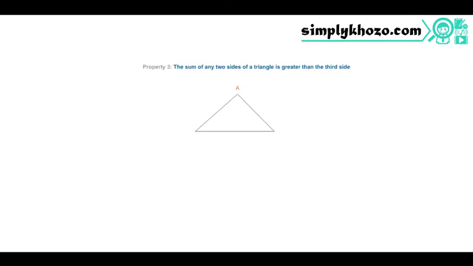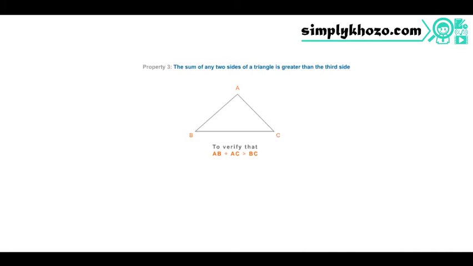Property 3. The sum of any two sides of a triangle is greater than the third side. You can verify the result of this property either by observation or by actually measuring the lengths of two sides and finding their sum. Let's take an example to verify the result of this property.